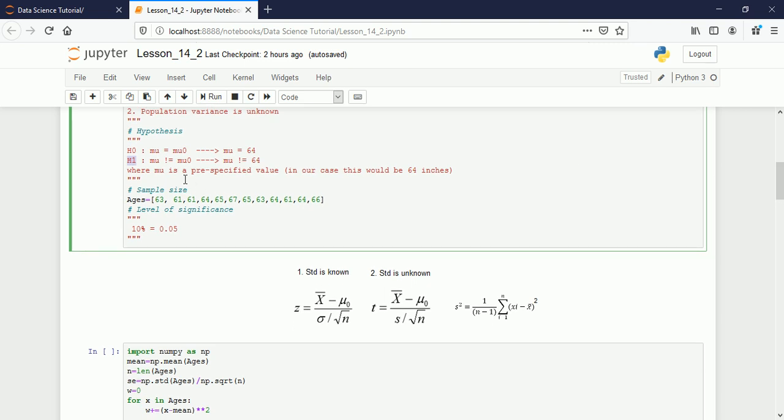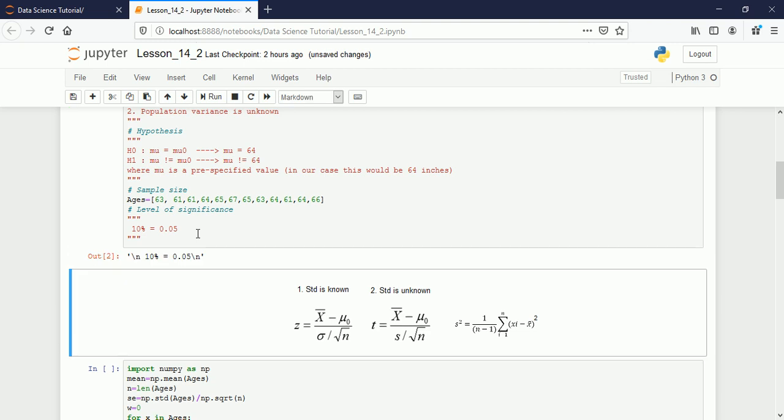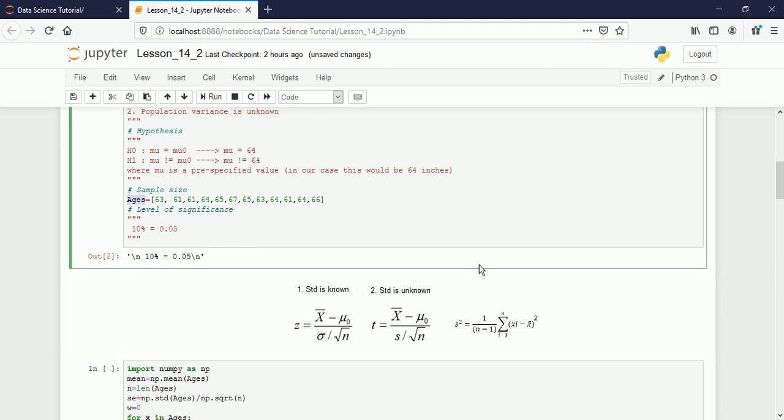So here for us, mu, or the mean, is a pre-specified value, and it is given that it is equal to 64 inches. It is a predefined value. Now this is the list or sample size. So let me execute this, and we will see the values are stored in this variable, each.